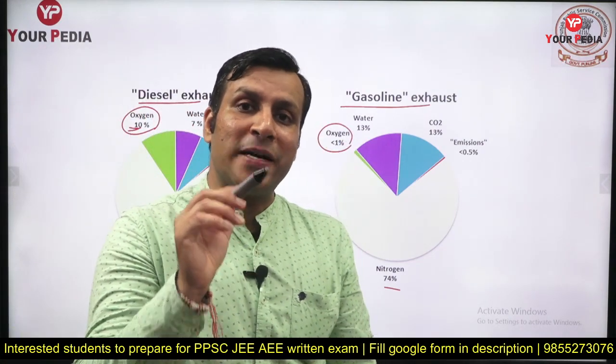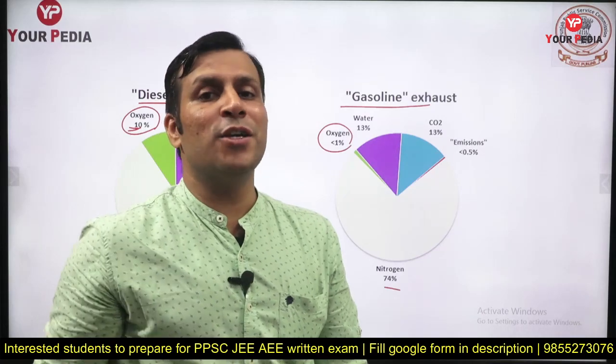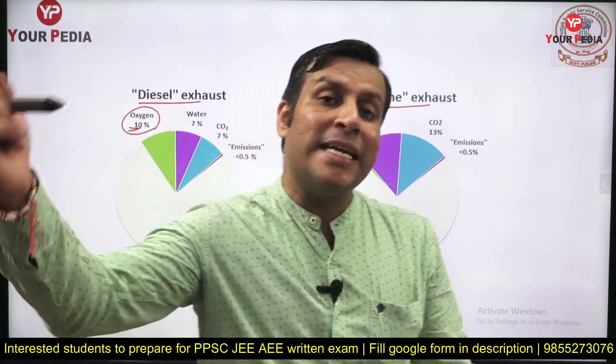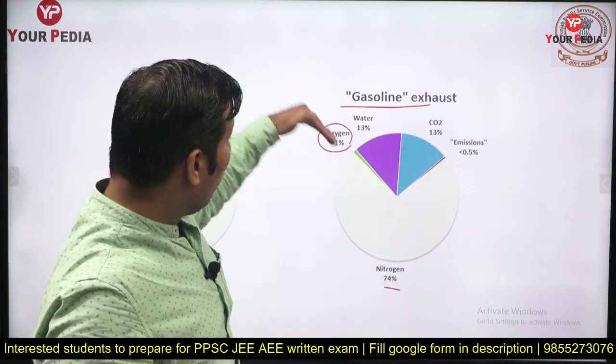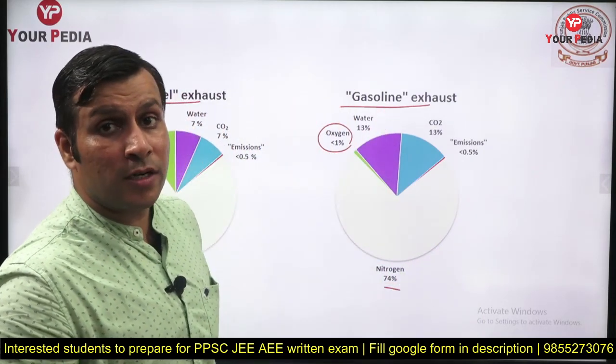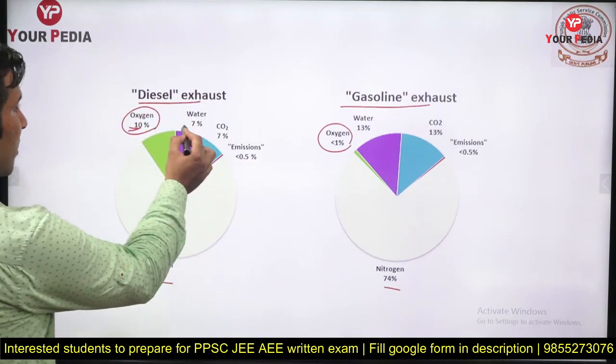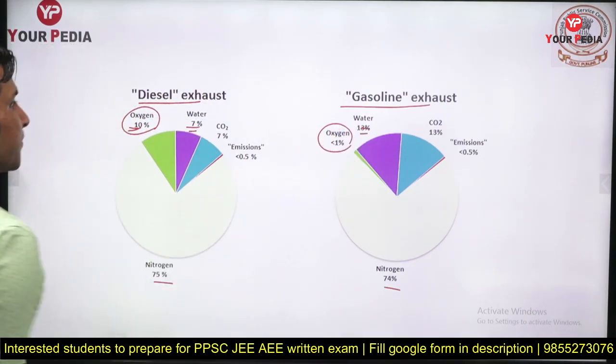Why? Because in a petrol engine we don't carry out any kind of supercharging or turbocharging, because if you carry out supercharging or turbocharging in a petrol engine, that is going to increase the knocking tendency. So we cannot carry out supercharging or turbocharging in a petrol engine. That's why the amount of oxygen in the exhaust product in case of a petrol engine is very less. Water 7%, here 13%.